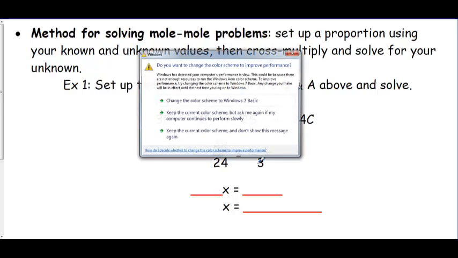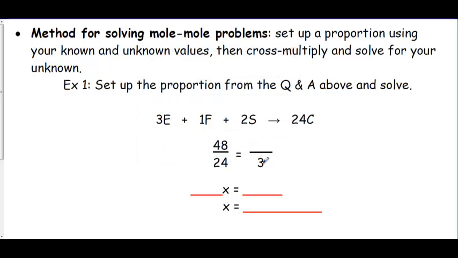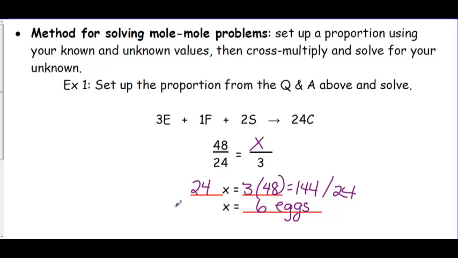So we need 3 eggs to make 24 cookies, and we're going to solve for x. When we set this up, we cross-multiply, so we have 24x on one side, and 3 times 48 on the other, which is equal to 144. So 24x is equal to 144. We divide by 24 to give us 6. That tells us that we need 6 eggs in this case.